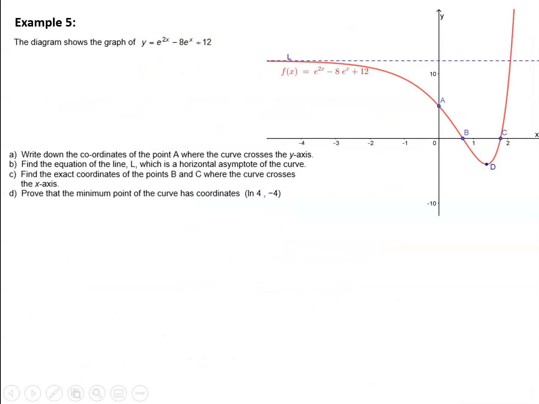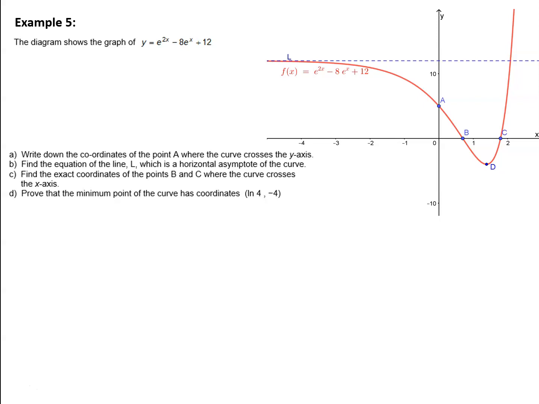Now for our final example, we're going to be looking at the graph of y equals e to the 2x minus 8e to the x plus 12. The point A is where the graph crosses the y-axis, B and C are where the graph crosses the x-axis, and D is the minimum point on the curve. And the line L is the line that the graph approaches as x tends to minus infinity. And that's called the horizontal asymptote of the curve.